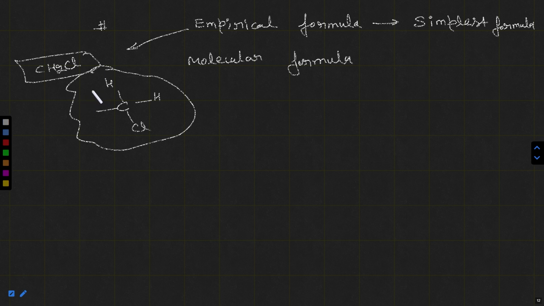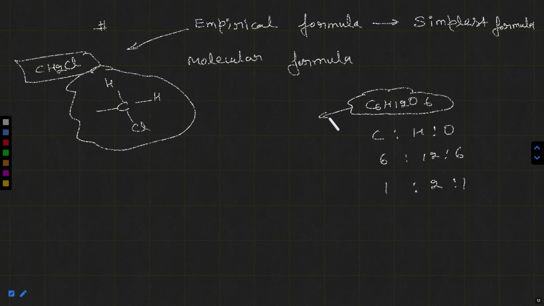So we can say this should be an empirical formula. Suppose I go with glucose, that is C6H12O6. So C to H to O is 6 to 12 to 6. If I go with the simplest ratio, you can divide all the values by 6 and you will find 1 to 2 to 1. So C6H12O6 is actually the molecular formula of glucose, you know very well. This is the molecular formula of glucose.